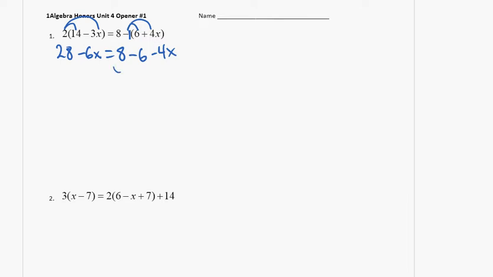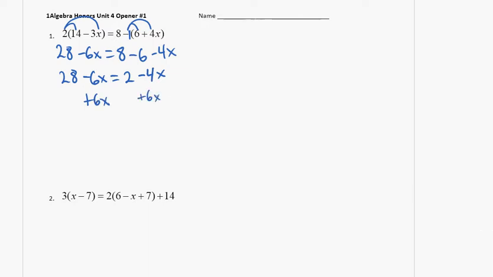Now I'm just going to combine some like terms here, so I'm going to do 8 minus 6. So I'll have 28 minus 6x equals 2 minus 4x. And now I'm ready to start thinking about how I'm going to get all of these variables on the same side. So you need to cancel out the x's on one side or the other. So in order to turn this negative 6x into 0, I could add 6x to both sides.